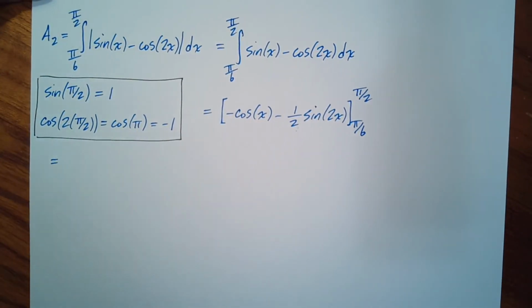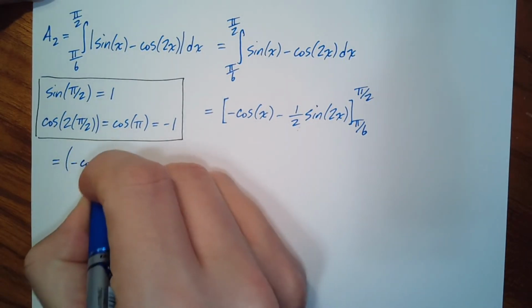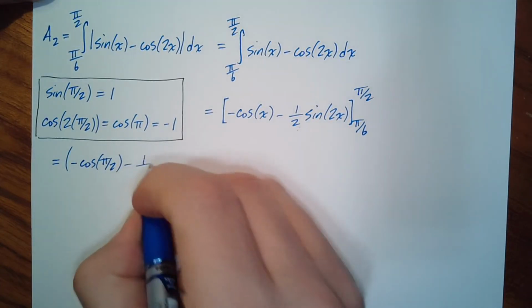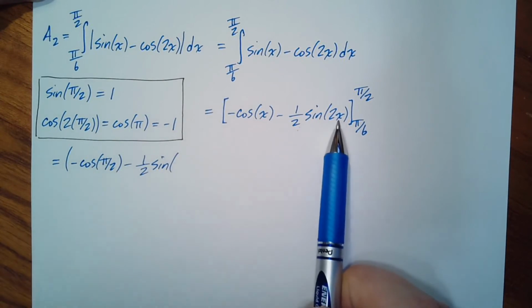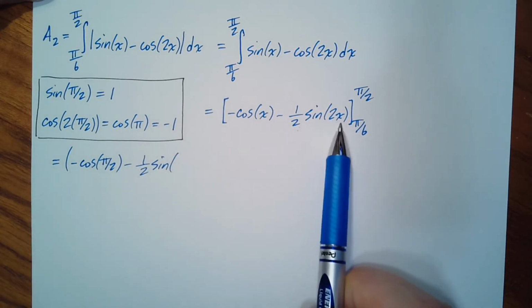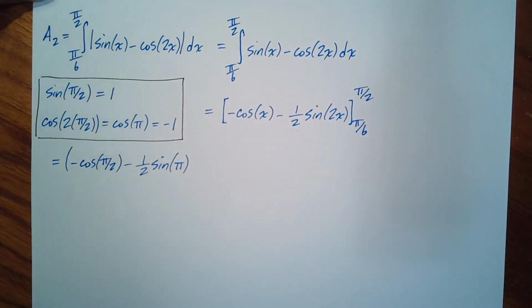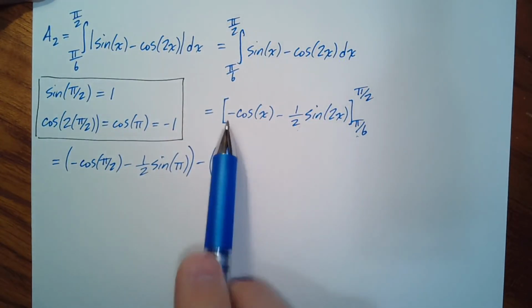Let's plug in pi over 2 first. I'll go back over here so I have lots of room. If I plug in pi over 2, I'm going to have negative cos of pi over 2 minus 1/2 sine. And if I plug pi over 2 in for x here, 2 times pi over 2 is just going to be pi. So I've got minus 1/2 sine of pi. So that's the first pair of brackets. Then minus whatever you get for this expression when you plug in pi over 6.